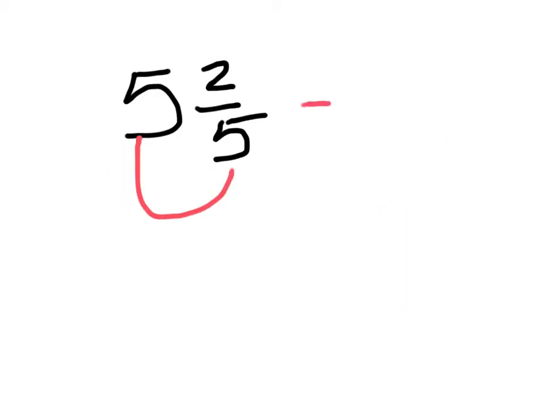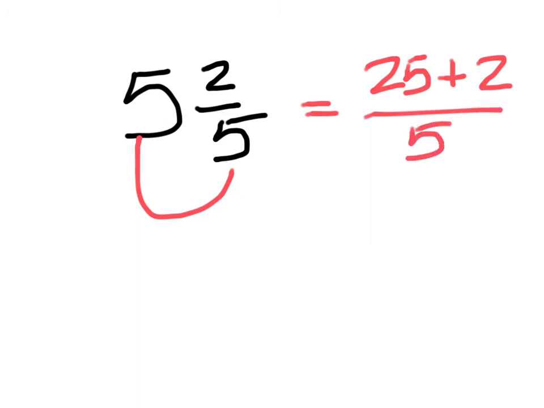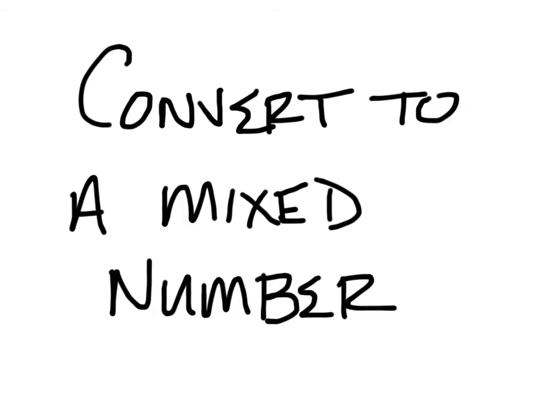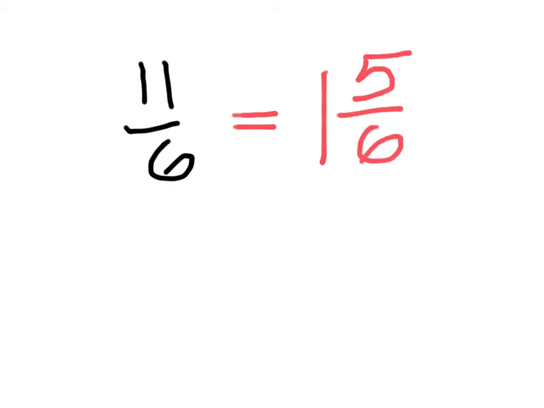5 times 5 is 25. Add the 2. Put it over 5. That's 27 over 5. To convert to a mixed number, I guess I didn't have the wrong slide, I just read it wrong the other time. Convert to a mixed number, how many times will 6 go into 11 without going over? Once. And how many are left over? 5. Put it over the 6.